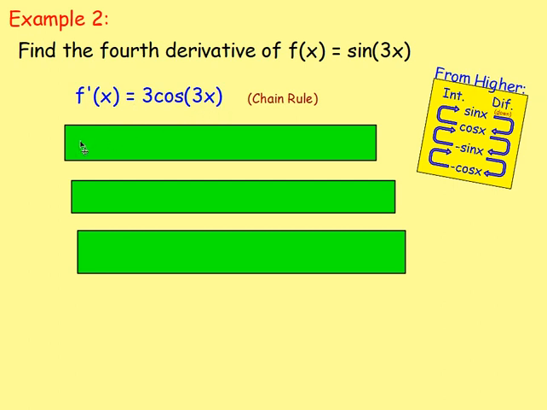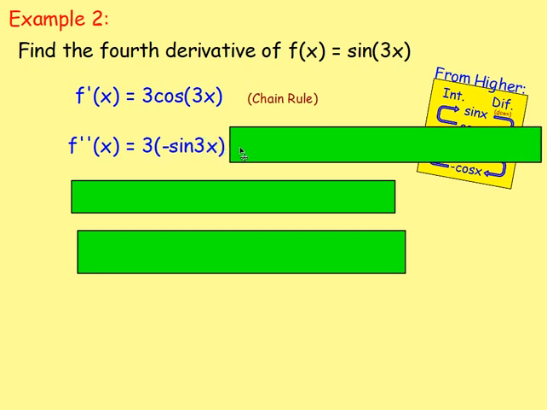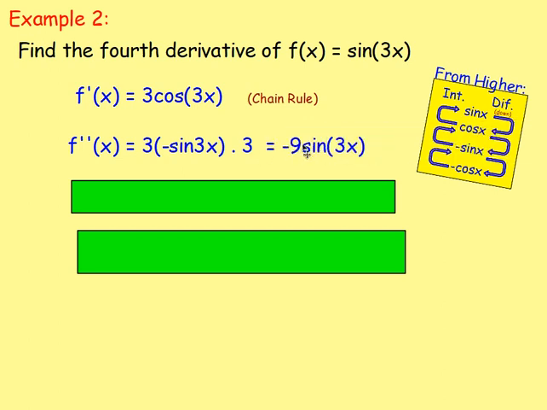From there then, working out the second derivative, we'd have f double dash x, and that would equal, well, the 3 is just going to stay as it is, and if we differentiate cos 3x, cos would go to negative sine 3x, and again you multiply by the derivative of what's in the brackets, so we'd be multiplying by 3. That would then give you 3 times 3 is 9. We've also got the negative there, so negative 9 sine 3x.